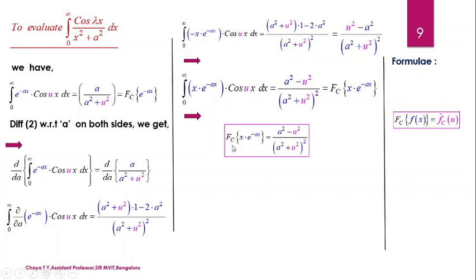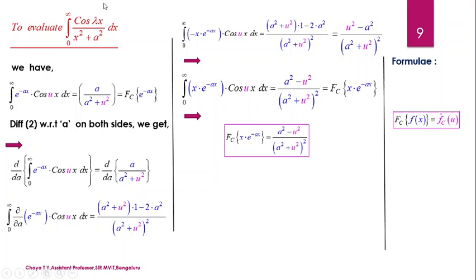Therefore, what is the Fourier cosine transform of x e power minus ax? It is a square minus u square divided by a square plus u square the whole square. So this completes the second stage. With the help of the Fourier cosine transform of e power minus ax, we have obtained the Fourier cosine transform of x e power minus ax. Now we have to move on to the third stage.